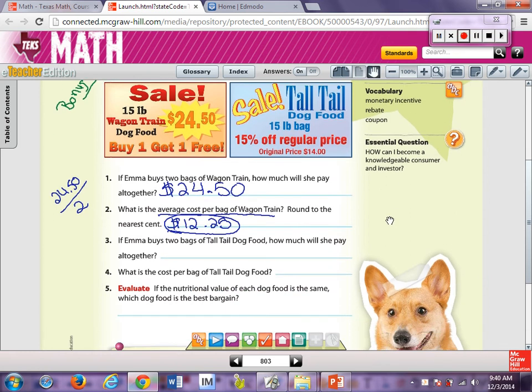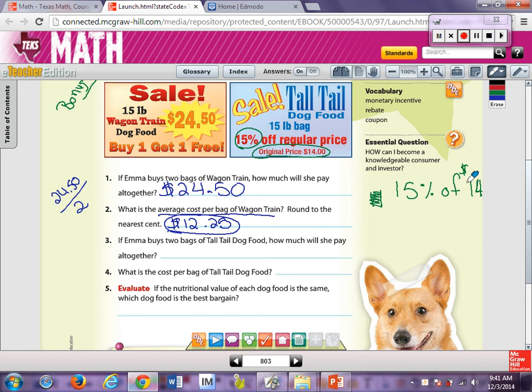Now let's go and compare it to our other. If Emma buys 2 bags of Tall Tale, our second one over here, how much will she pay altogether? Well, we know that each bag is $14, but she gets a 15% off discount. So right now, let me go ahead and erase this, we need to know what is 15% of $14? Because we need to know how much we're going to discount.